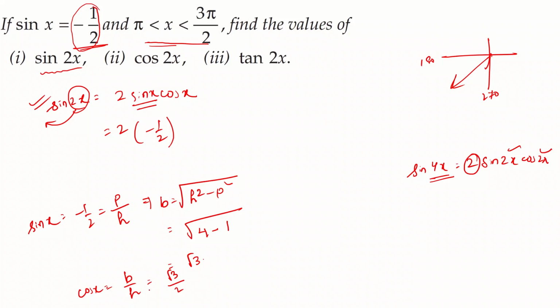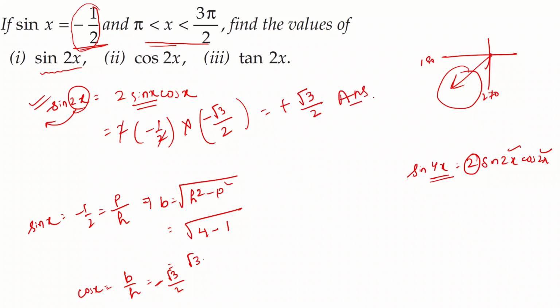And can you tell me what will be the sign? The sign of this will be negative, because x lies in the third quadrant, and in the third quadrant cos is negative, so we supply a negative sign over here. So cos x is minus root 3 by 2. And then just a bit of simplification, 2 gets cancelled out, minus minus gives you a plus. 1 times root 3 is root 3 by 2, and this is your answer. Okay, this was a long way of doing it.